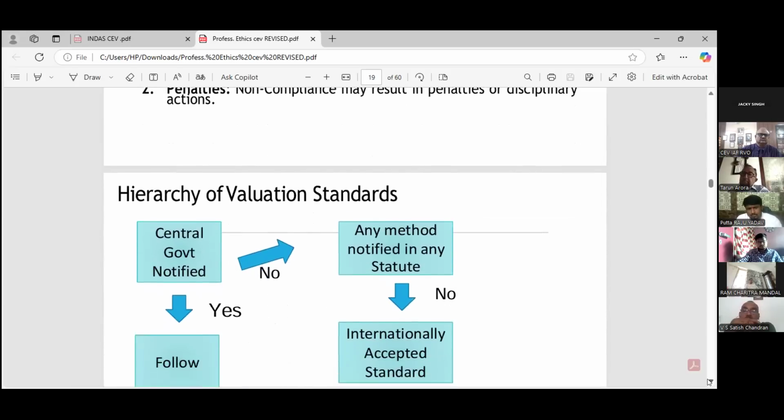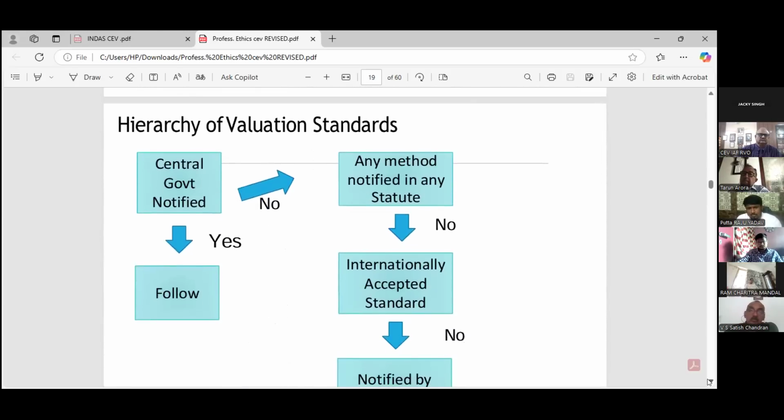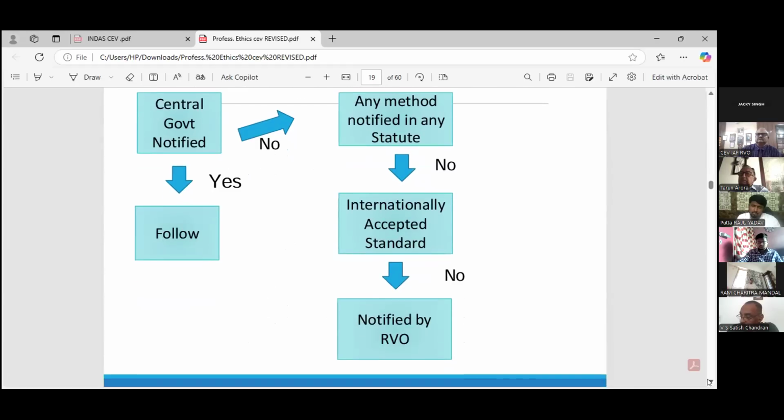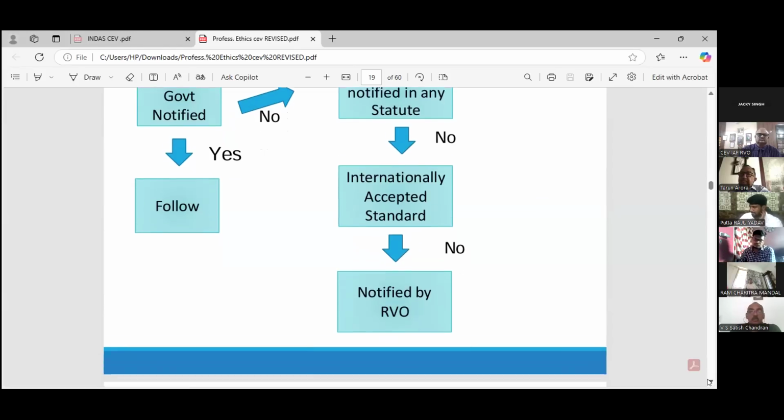Then we have the hierarchy of the valuation standard. Already we have discussed the valuation standard. If the central government has notified, yes, it's okay. If the central government has not notified, is any method notified in any statute? No. Then we come to internationally accepted standards, the IVS, or those that can be notified by the RVO. If some standard is notified by the RVO, then you adopt that standard.